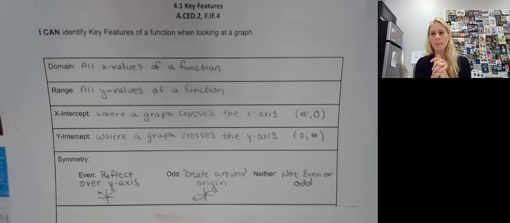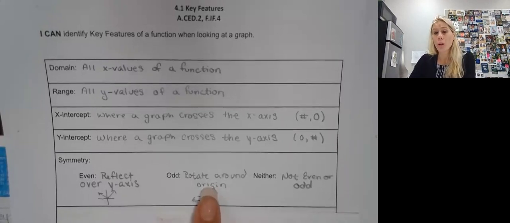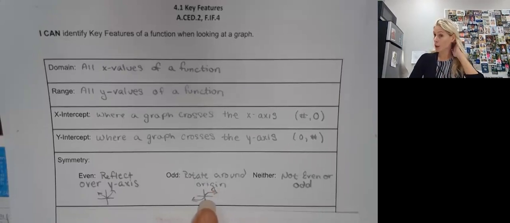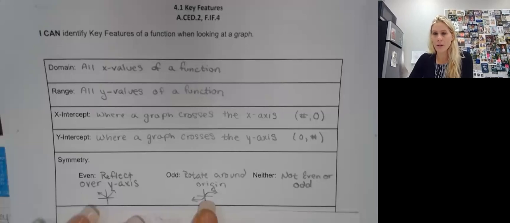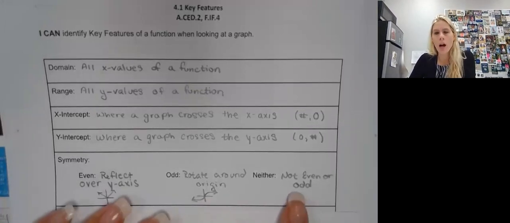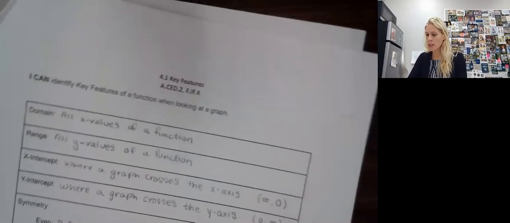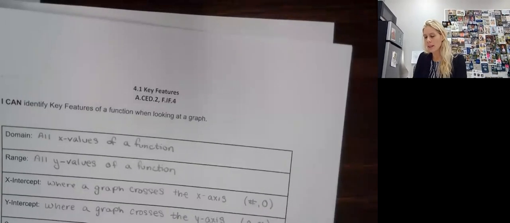And then we have an odd symmetry. Odd symmetry is where it rotates around the origin. The origin is the coordinate 0, 0. An example is our cube root here, right? If I were to turn my paper upside down 180 degrees, I would have the exact same graph. And of course, neither means it's not even or odd. So these are the definitions that we are going to use. Now we're going to do these things for each graph that we have.